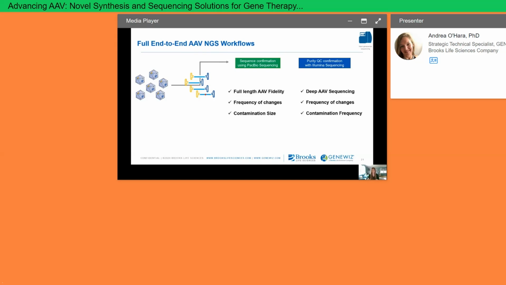Illumina sequencing is short read sequencing. It's going to be very, very, very deep. So we will get a really excellent view of the frequency of the changes, but because it's not that full molecule, we won't know if we have multiple changes happening in the same species or if these are independent species changes. We're going to get that frequency, but we're not going to get the full molecule resolution. And we'll have an excellent view of the frequency of the contaminations to a very low level.